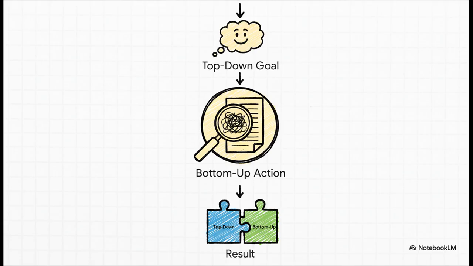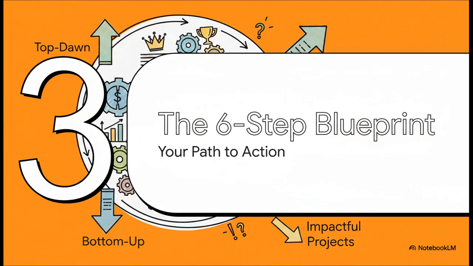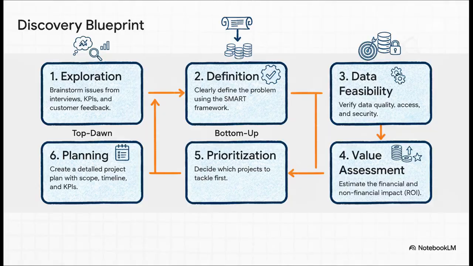And boom, what you get is a project that's not only strategically important to the C-suite, but is also totally grounded in real, available data. Okay, so the theory makes sense, but how do you actually do this? Let's move from theory to practice and walk through a concrete 6-step blueprint you can use to discover your next great data project. Here's the roadmap.